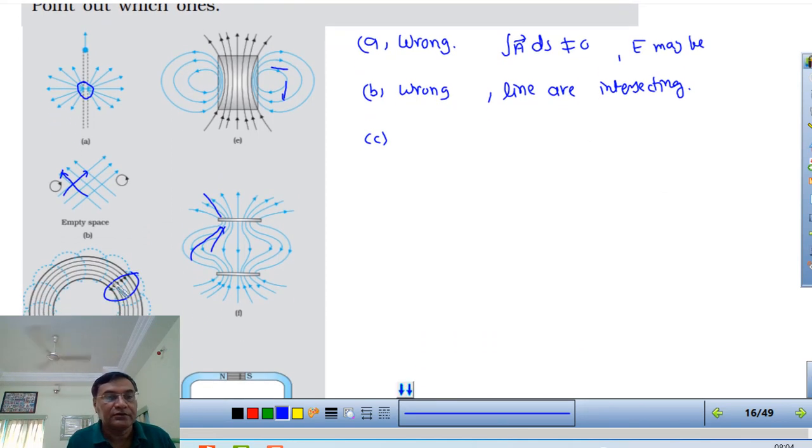C. If you see C, then if you take the closed loop, this is like a solenoid, so it is true. Like a solenoid, it is true. You can take the closed loop, number of lines entering and number of lines leaving are the same. Okay, so that is the correct one.